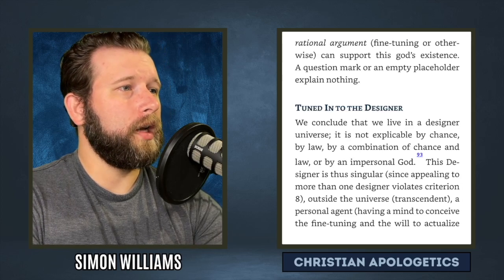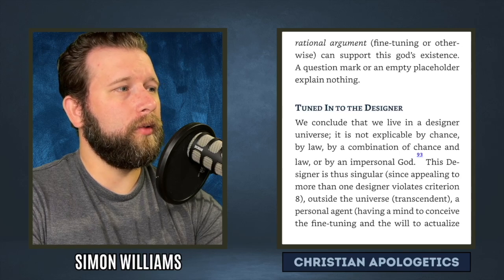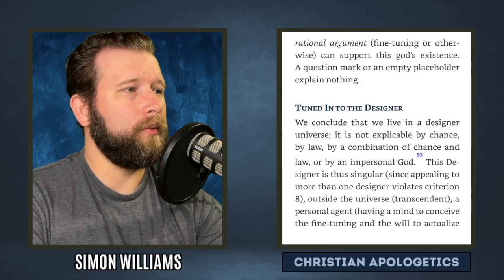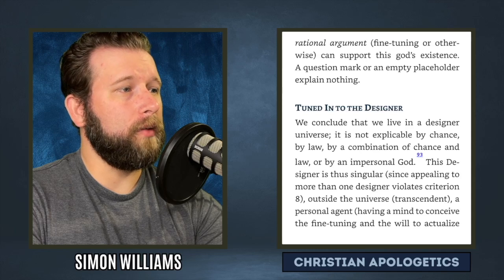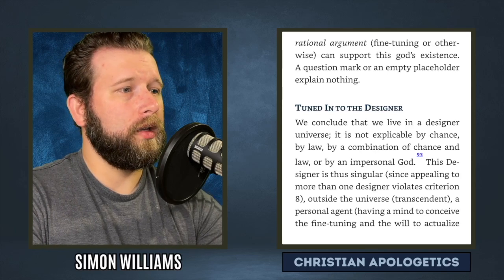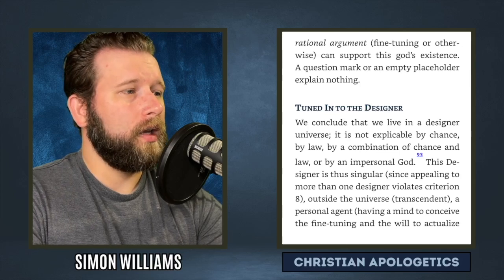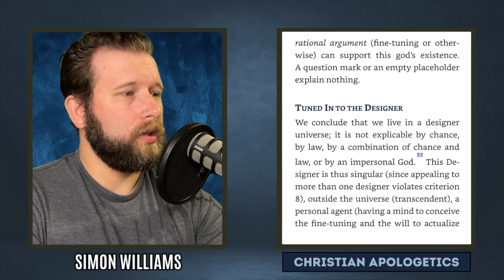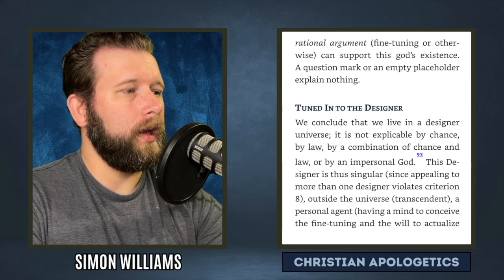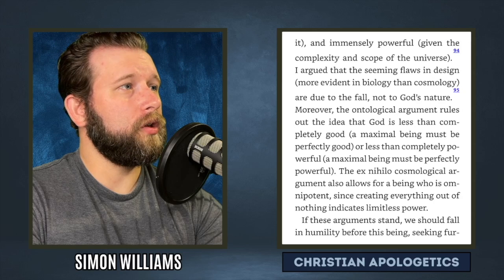Tuned in to the designer, we conclude that we live in a designer universe. It is not explicable by chance, by law, by a combination of chance and law, or by an impersonal God. This designer is thus singular, since appealing to more than one designer violates criterion 8. Outside the universe, transcendent, a personal agent, having a mind to conceive the fine-tuning and the will to actualize it, and immensely powerful, given the complexity and scope of the universe.